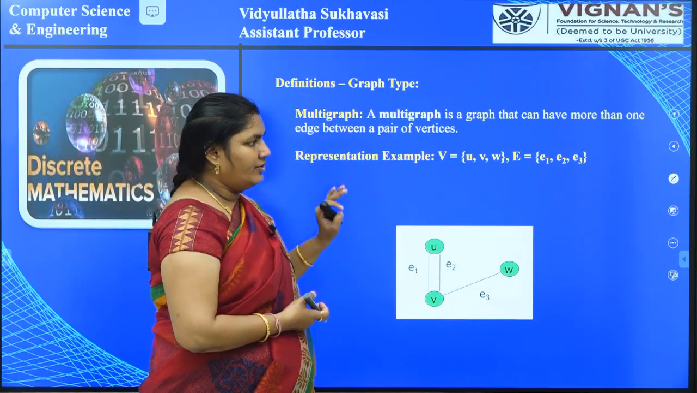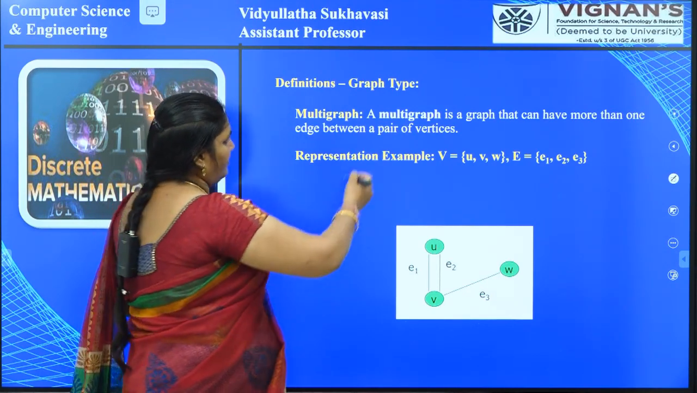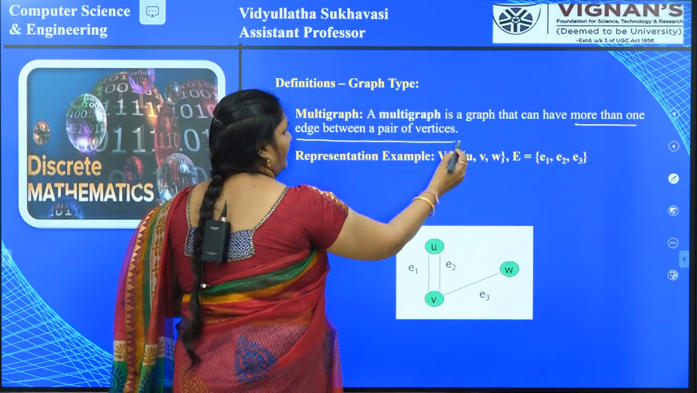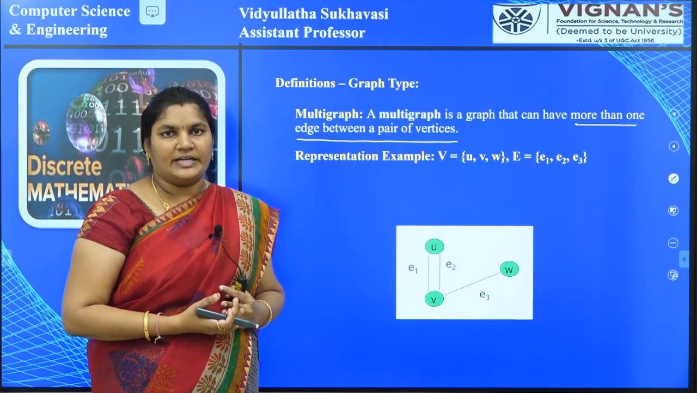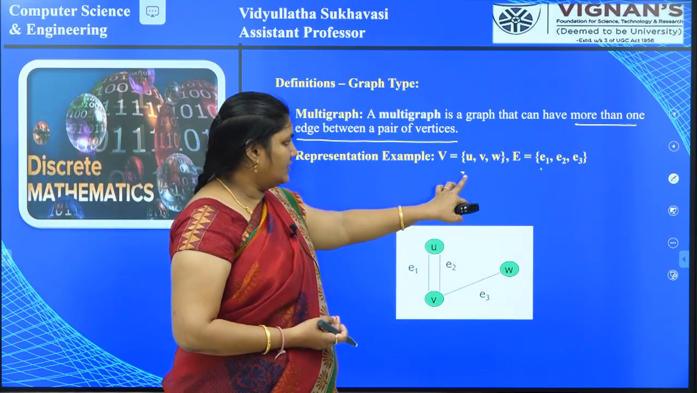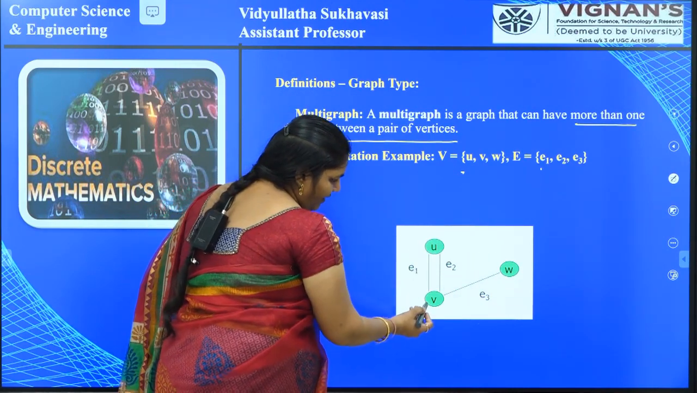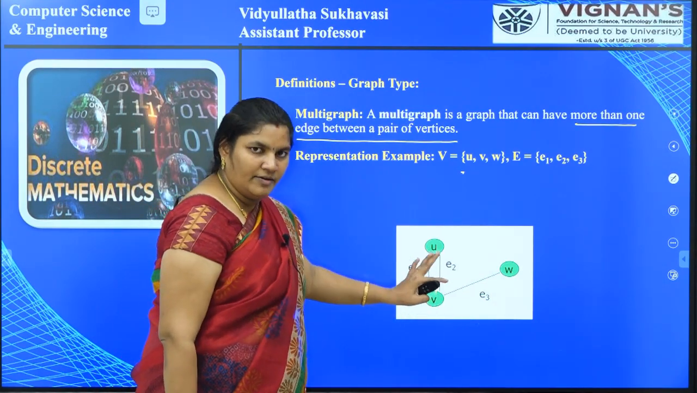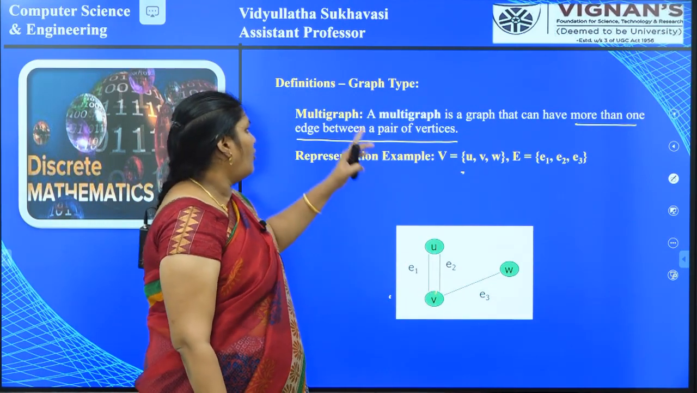And next, multigraph. Why are we saying multigraph? Since it is having multiple edges. See here, a multigraph is a graph that can have more than one edge between a pair of vertices. So since it is having multiple edges, we call that particular graph a multigraph. See here, we have taken vertices and we have taken edges. Based on that, this is an example. Here we have U, V, W, and between U and V we have two edges. Multiple edges are available between U and V. Since this particular graph is having multiple edges, we call that graph a multigraph.